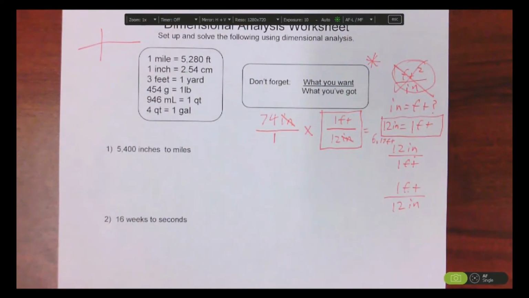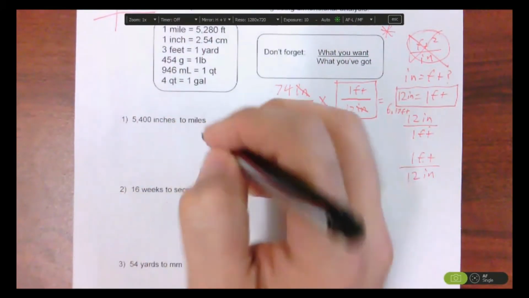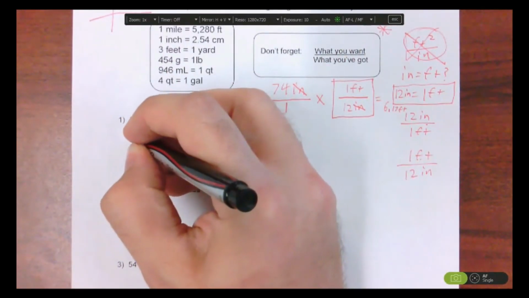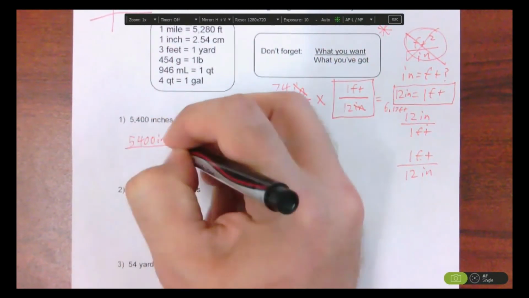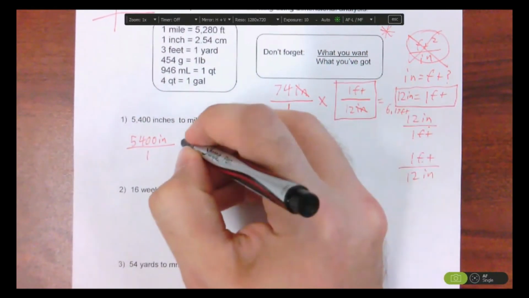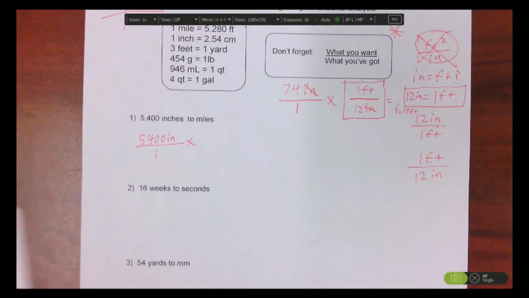And that's really all there is left for the test. I'll do some quick little practice things right here real fast. So if I got 5,400 inches over 1, I need to figure out some ratios to get to the end here. Okay? So here's the problem.